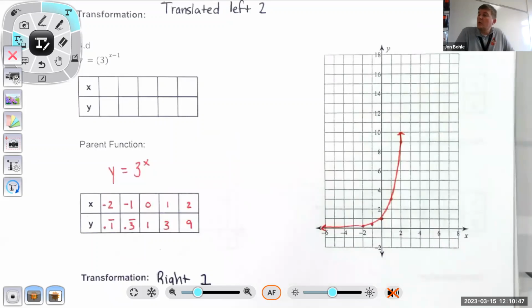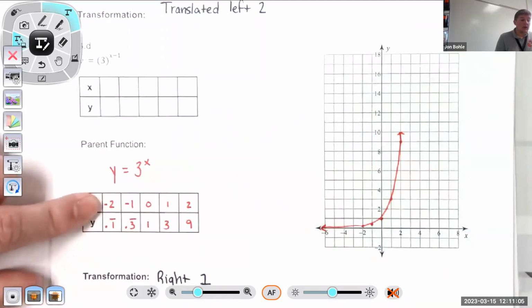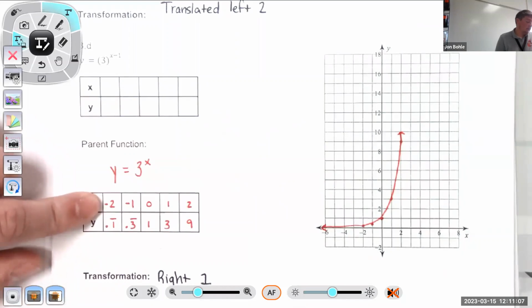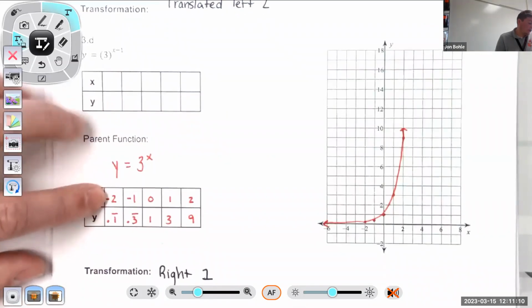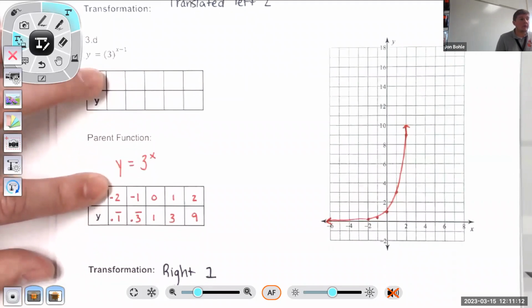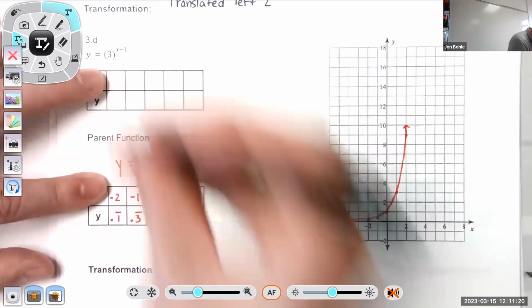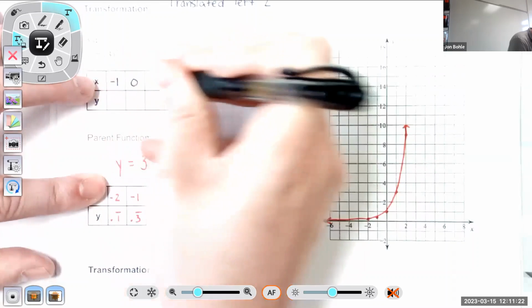Okay. We've already come to the conclusion that this graph is going to look the same as the red one. The only difference is everything's being moved to the right one. So knowing that it's being moved to the right one, I have to take my regular x values and move them to the right one. If I'm at -2 and I go to the right 1 unit, what x value am I at now? -1. So this graph is going to start at -1.